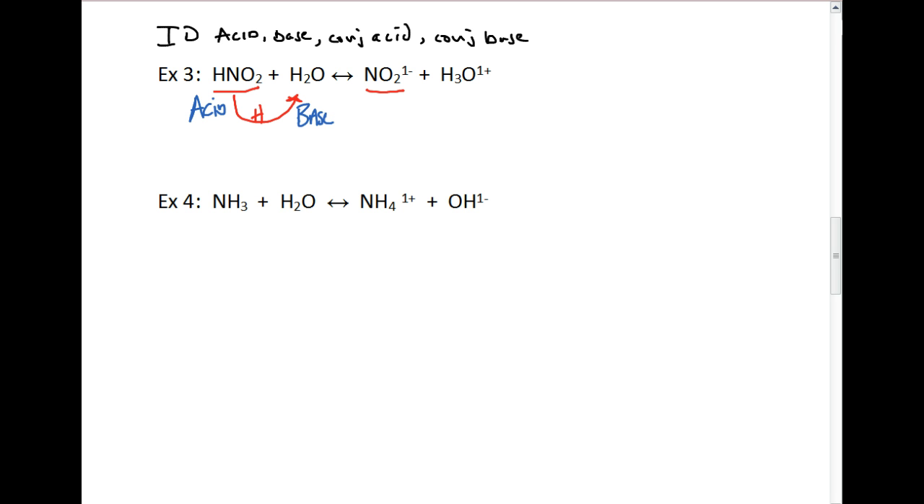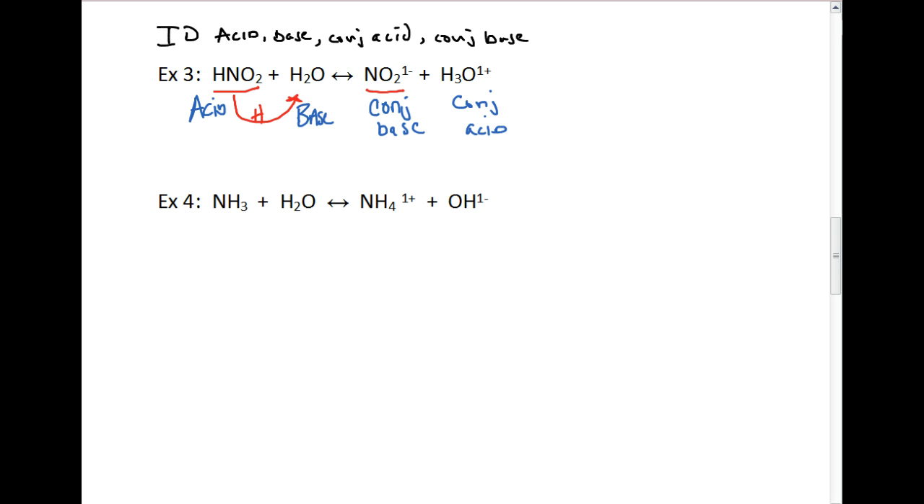So remember, to identify the conjugate base, it is what's left over after the acid loses its hydrogen ion. So we would say that the NO2 1 minus is our conjugate base, and our conjugate acid is what the base becomes after it gains the hydrogen ion. So this would be the conjugate acid.